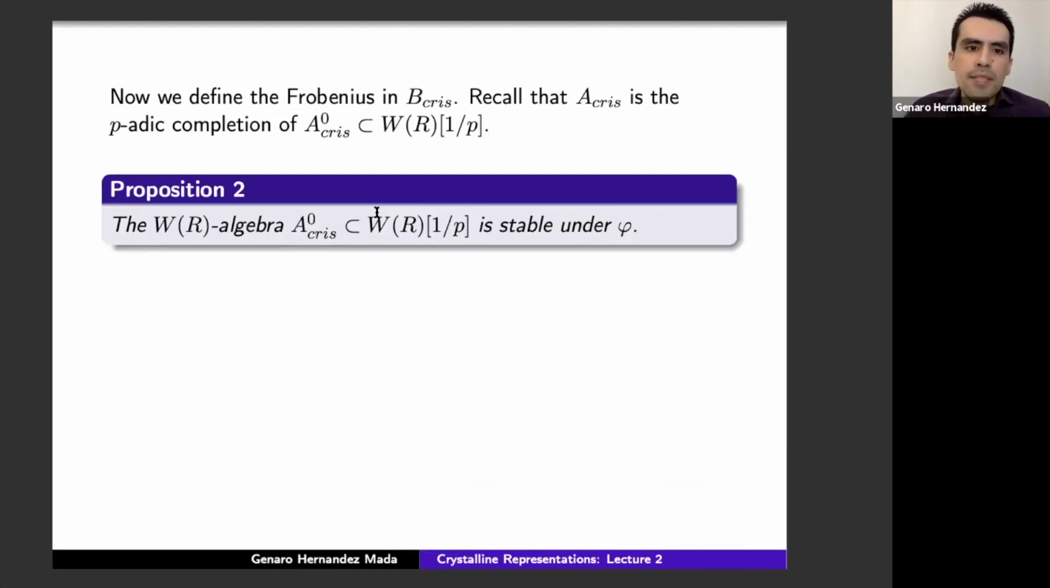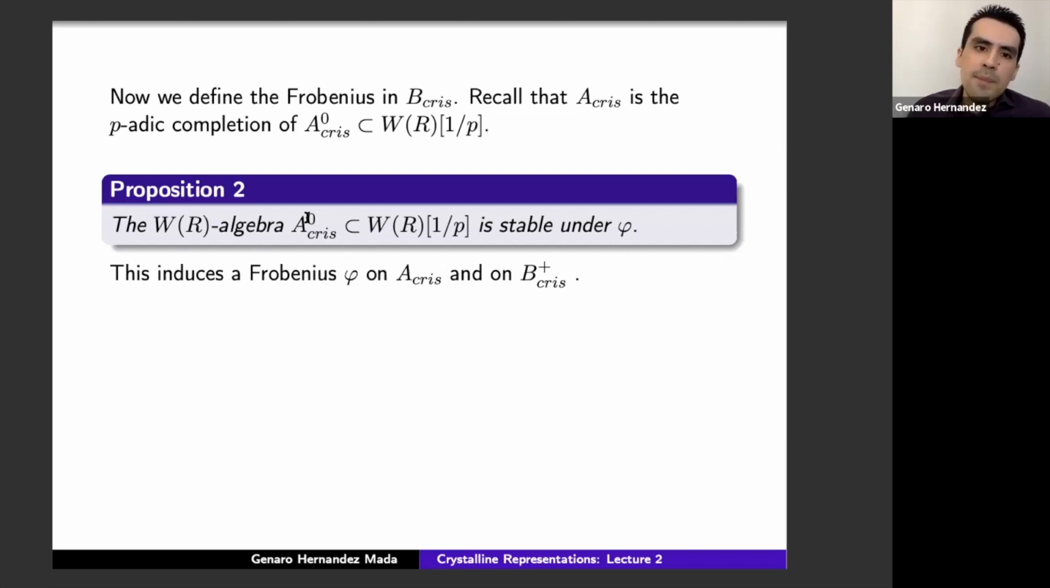The important property about A0 is that it's actually stable under the Frobenius. So here we do have a Frobenius, and it turns out that this is stable under that. And so that allows us to define the Frobenius on A Cris, right? Because this is just the p-adic completion.